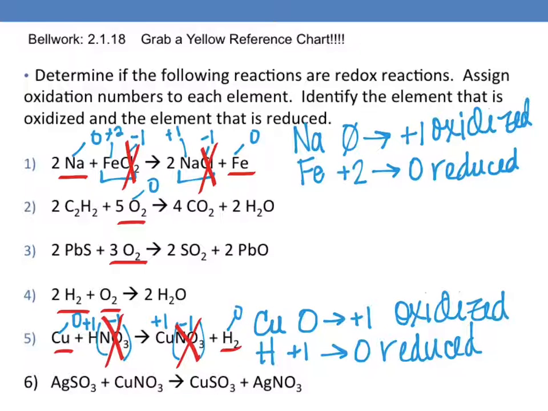Do we need to do one more? No? Yes? No? Let's do one more. Let's do number 2. Any free element has a 0. I've already said it says 0 there. We know that hydrogen is always a +1. There are 2 hydrogens for a total of +2. So in this case, it has to equal 0 when I add them together.